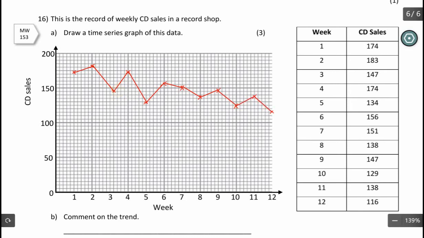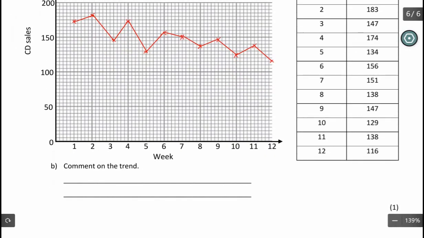Okay. Comment on the trend, a very simple answer just needed here. It's only a 1-mark question. The trend is that sales are decreasing. You should always try and refer to the context of the question in a data question. So sales of CDs are decreasing, but they will just accept decreasing as well.